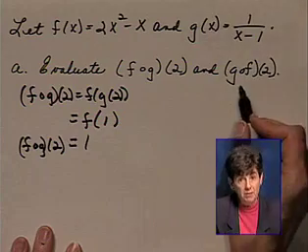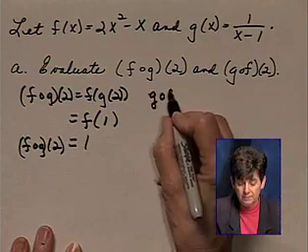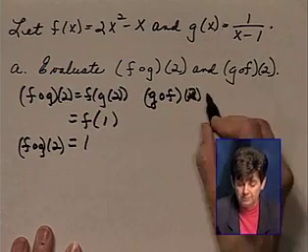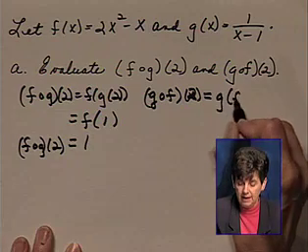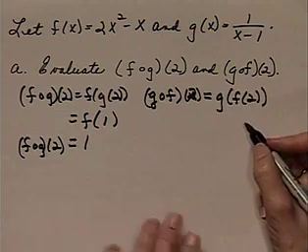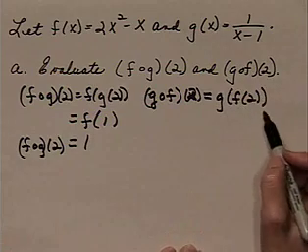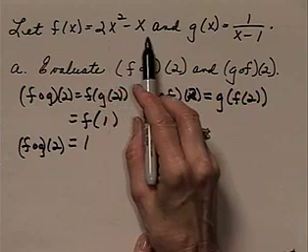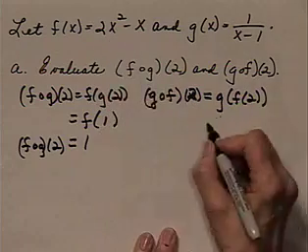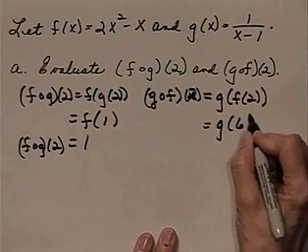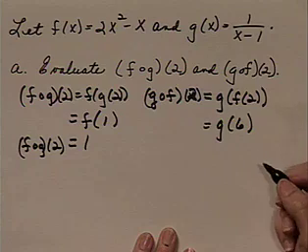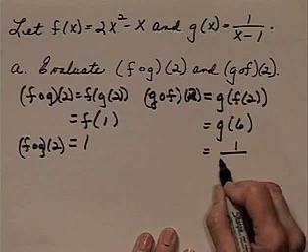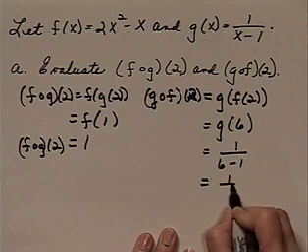Now, let's do the composition in the other order. g composed with f of 2 is equal to g of f of 2. Here, we have to evaluate f at 2. So 2 times 2 squared minus 2 is 8 minus 2, or 6. So we now have to evaluate the function g at 6. g of 6 is equal to 1 over 6 minus 1, or 1/5.